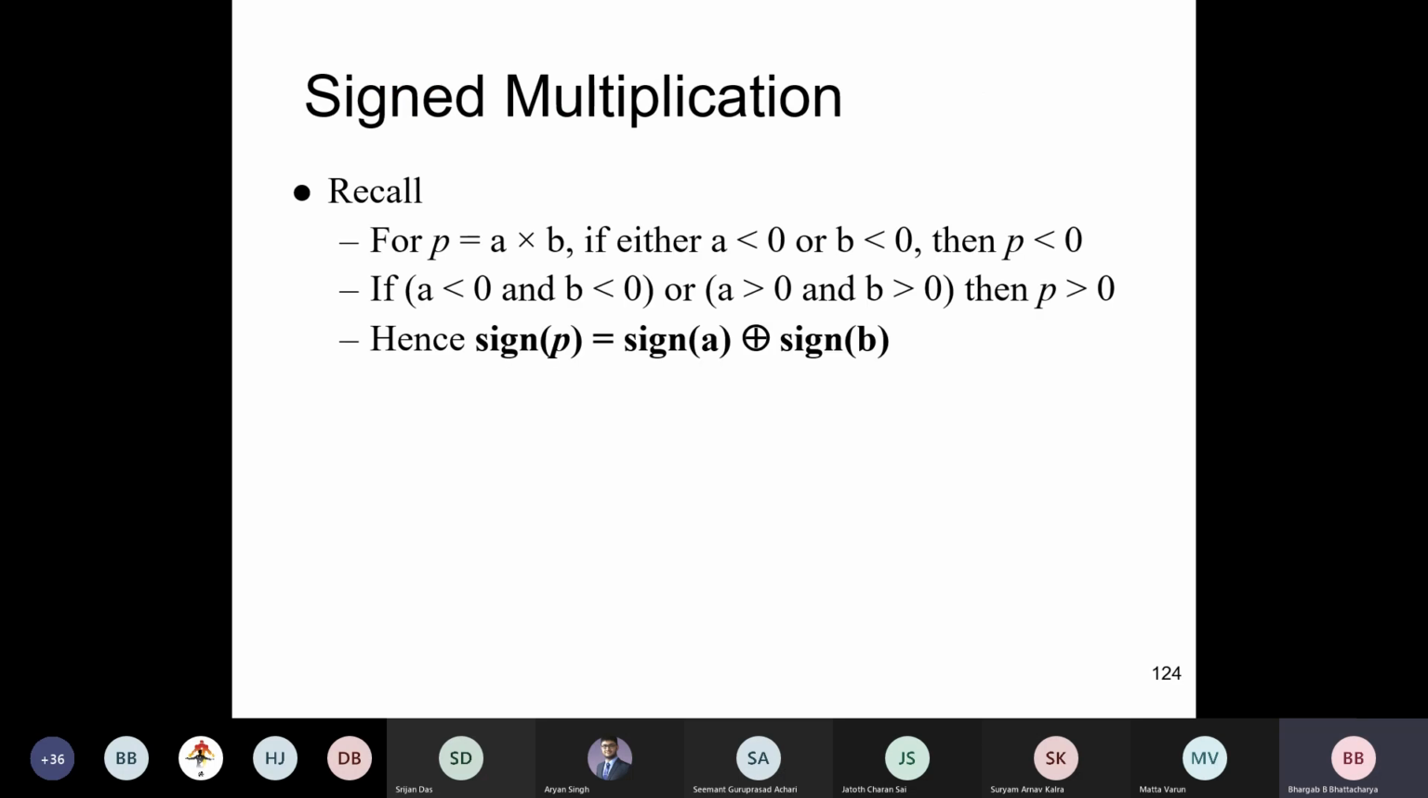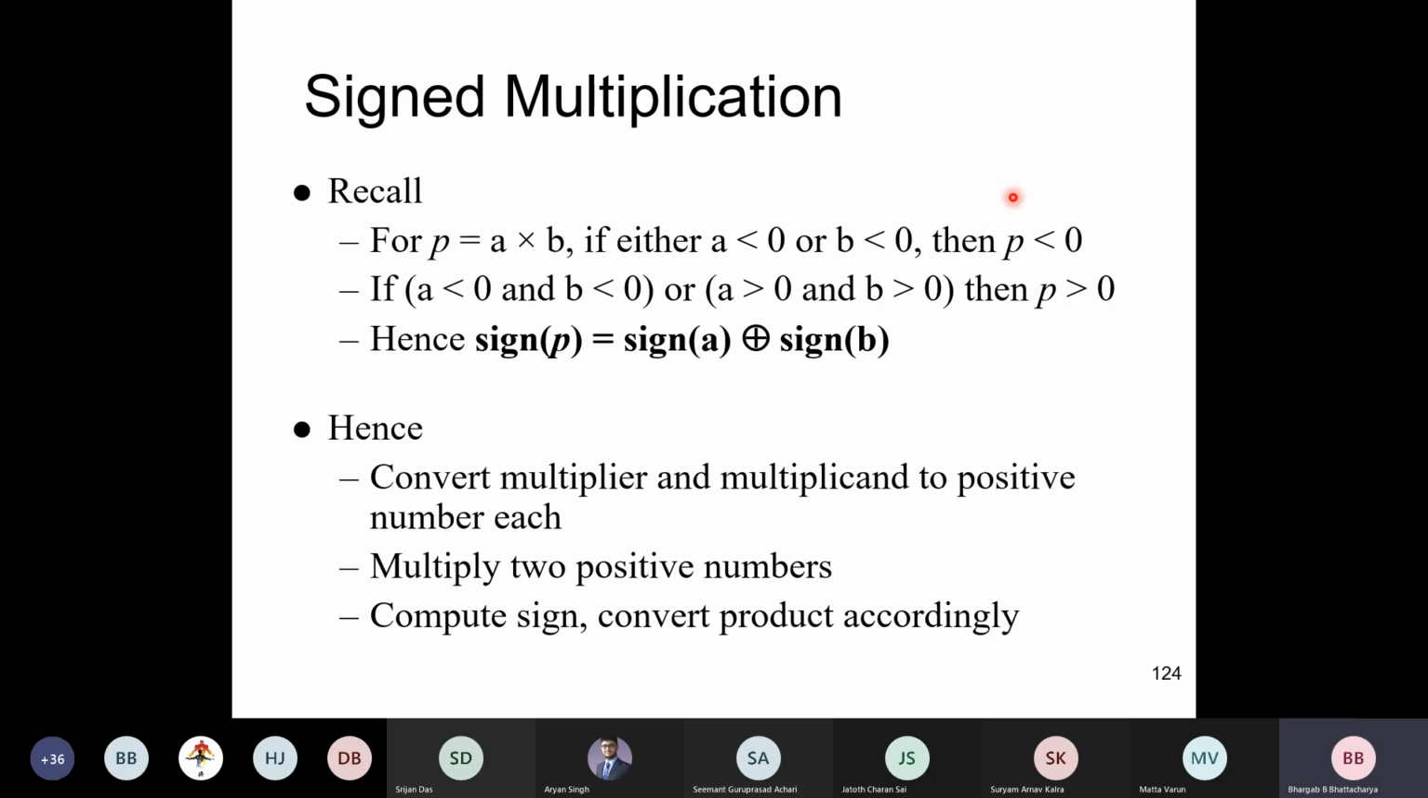Well, signed multiplication can be adjusted later on, because if you have two operands A and B, then the sign of the product is nothing but the exclusive OR of the sign of A and the sign of B. So in the algorithms which we have discussed so far, you just assume that the multiplier and multiplicand are positive values. You multiply them and then adjust the sign using this simple logic.